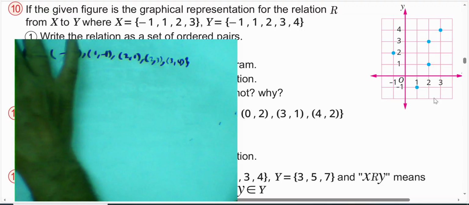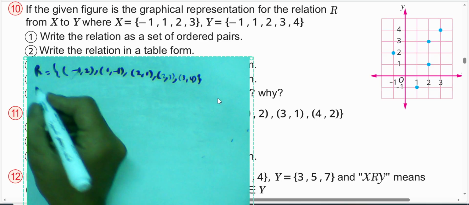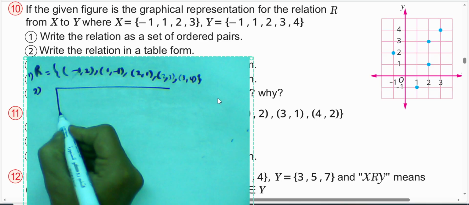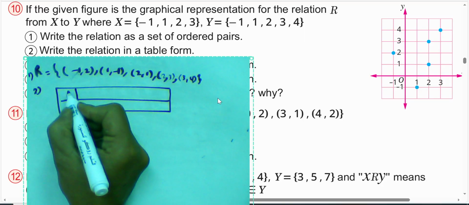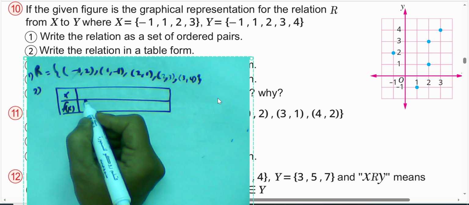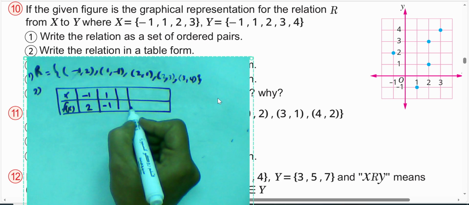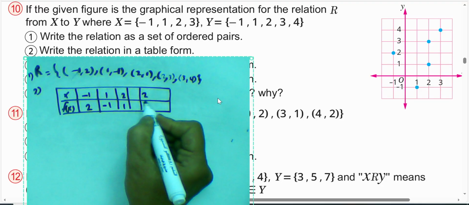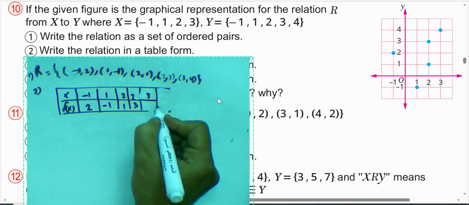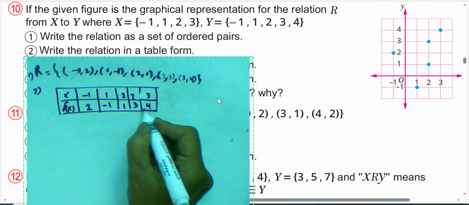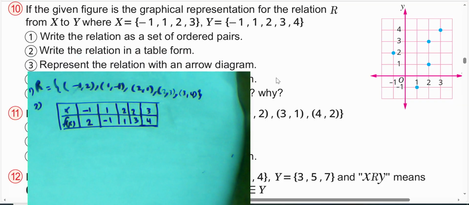Okay, the relation. Number 2, write the relation in table form. We can draw the table here. X was -1, and the image 2. 1 with -1, 2 with 1, 2 with 3, and 3 with 4. This is question number 2. Question number 3, represent the relation in an arrow diagram.